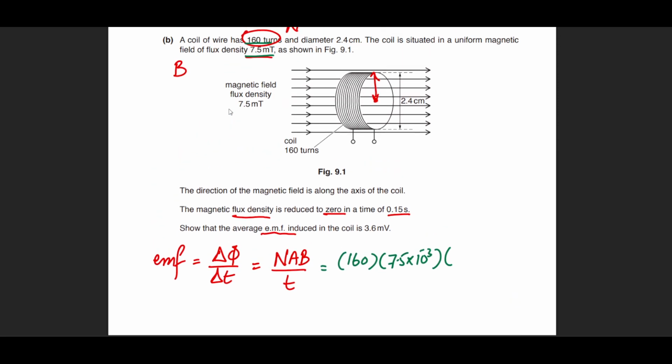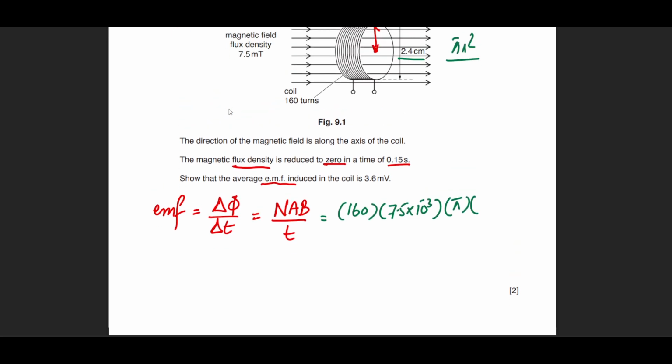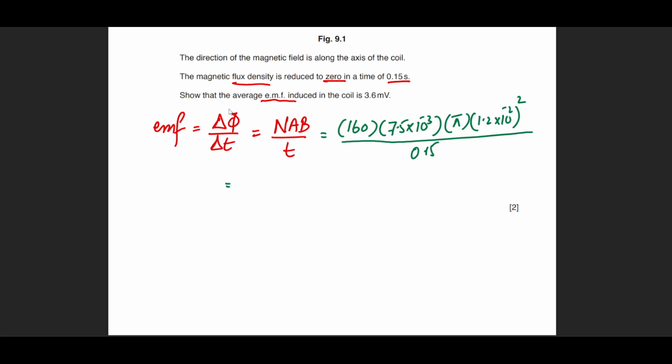Since this is a circular coil, I will use the formula pi r square. This is assumed that you know this at least up to A levels. So pi into r square, which is 2.4. So I'll have to half it. So 1.2 into 10 raised to the power minus 2. Again, the values have to be converted to standard form. Pi r square divided by t, which is 0.15. When you put this all in one go, you will get your answer as 3.61 something, which is actually 3.62. So it becomes 3.6 millivolts as shown in the question.